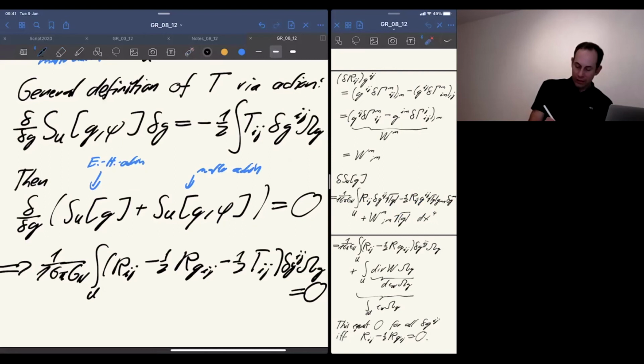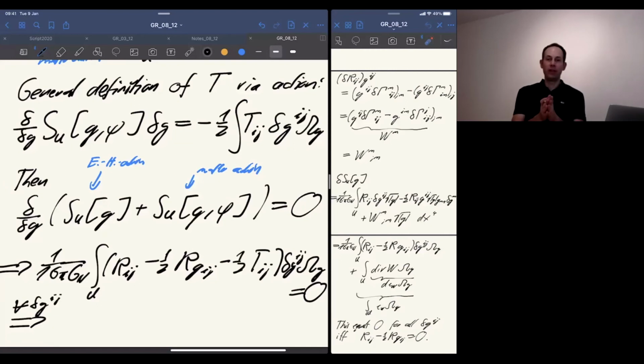And of course, this should hold for all delta gij's. So for however I vary, in whatever direction I vary the metric, I want that this is true. So therefore, again, this bracket has to be 0.